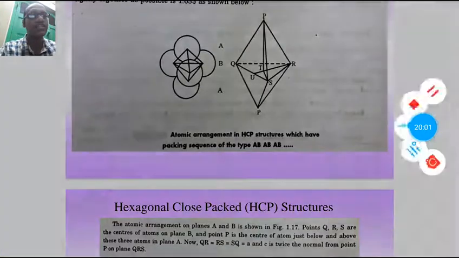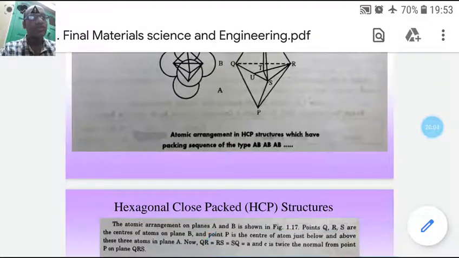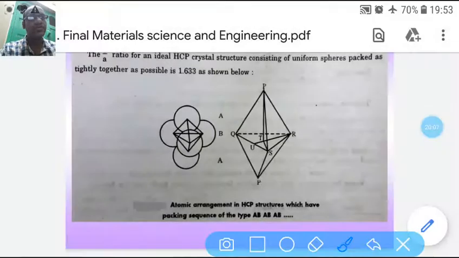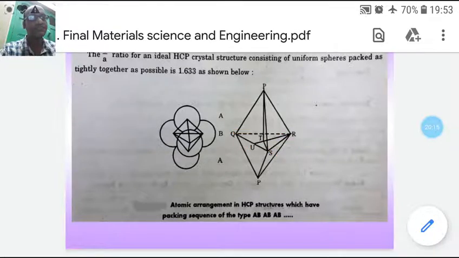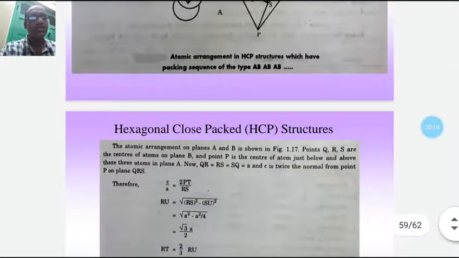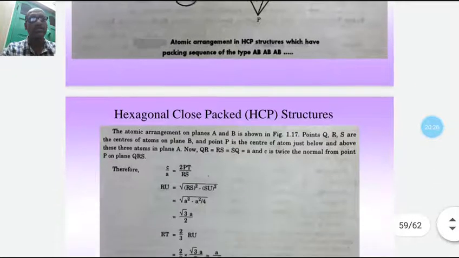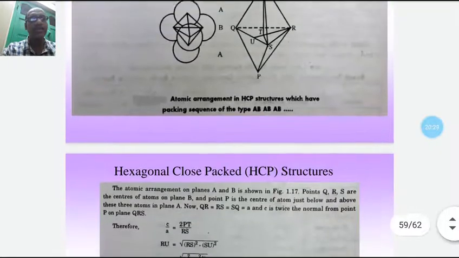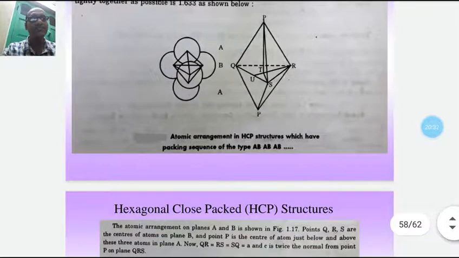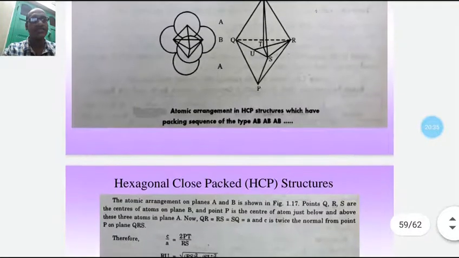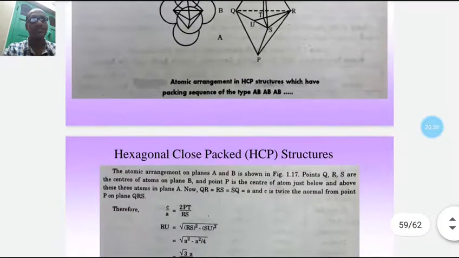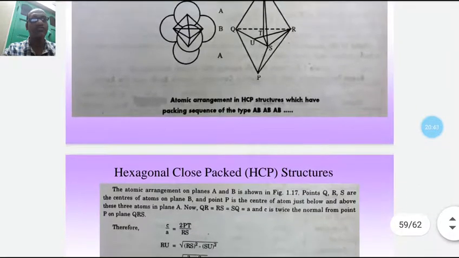So if we consider this plane, again, the C value from point P is twice that. So that is given here. That is, C is twice the normal from the point P on the plane QRS. Therefore, C by A we can write as 2PT divided by RS, RS being the A value. We can take RS or QS, anything.